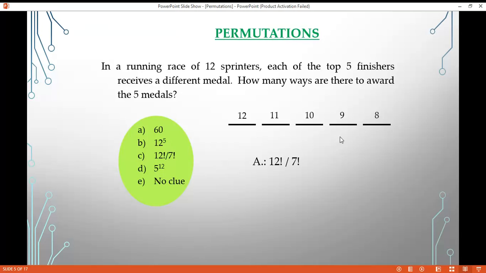So what will it give? This is the product rule, right? And in terms of factorial, how can we write this? If we use the permutation, the total we have is 12, so this is our n, and r is equal to 5 and n is equal to 12. So how many ways are there to award the 5 medals? n factorial means 12 factorial upon (n minus r) factorial. n minus r, 12 minus 5, is 7 factorial. So we can write this as 12 factorial upon 7 factorial, right?